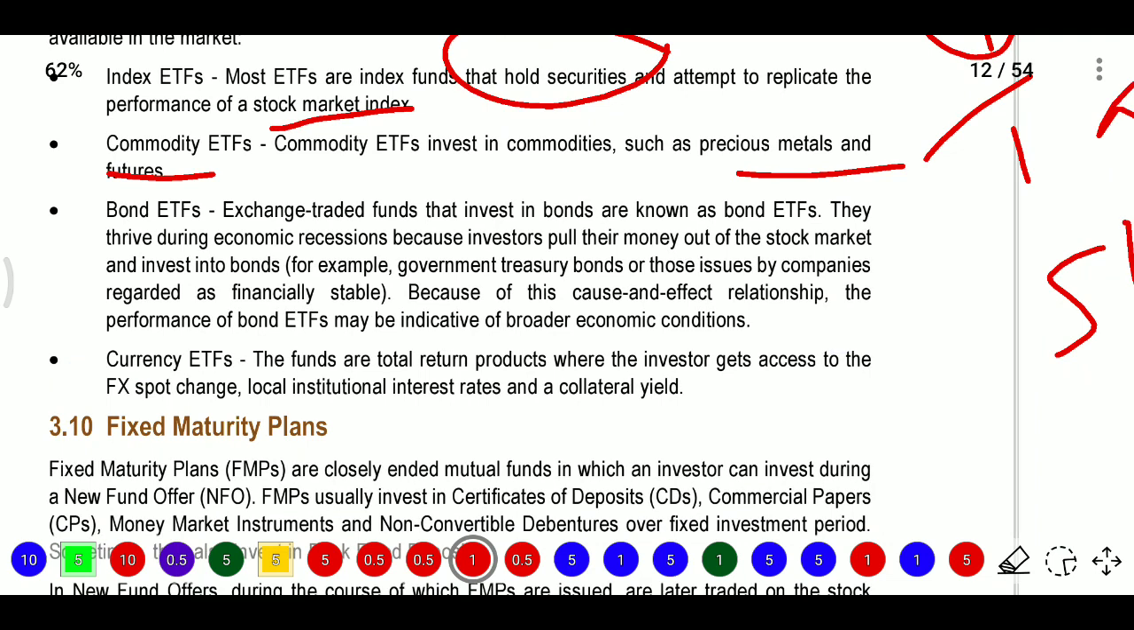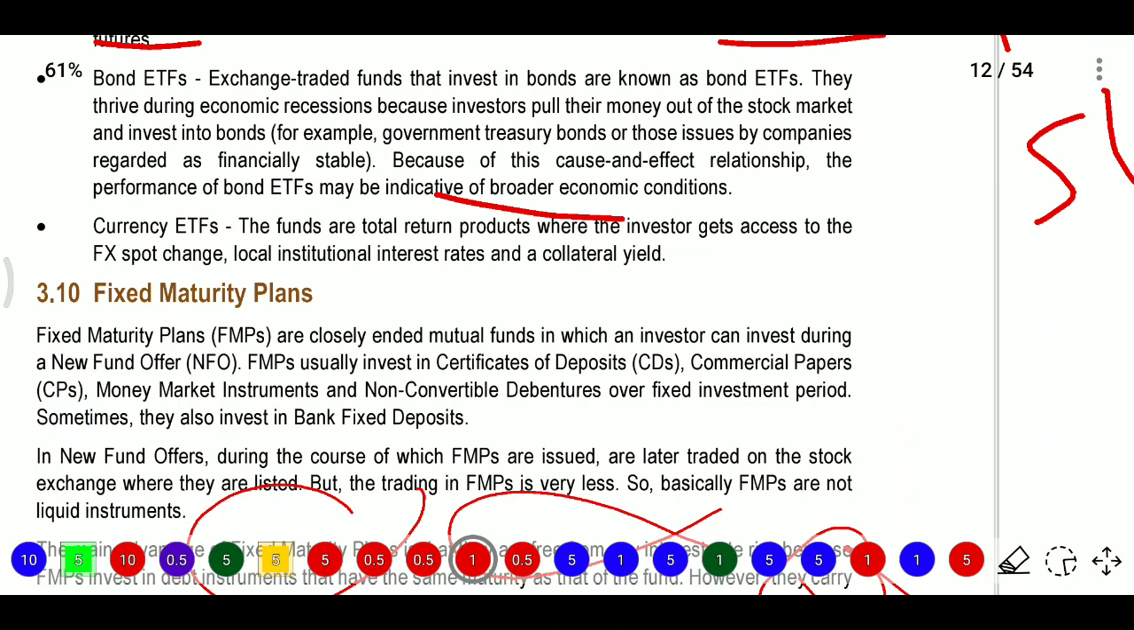Next, bond ETFs. Exchange traded funds that invest in bonds are known as bond ETFs. They thrive during an economic recession because investors pull their money out of the stock market and invest in bonds. For example, government treasury bonds, or those issued by companies regarded as financially stable. Because of this cause and effect relationship, the performance of a bond ETF may be indicative of broader economic conditions. Next, currency ETF. Here the funds are total return products where the investor gets access to spot changes, local institutional interest rates and collateral yield.